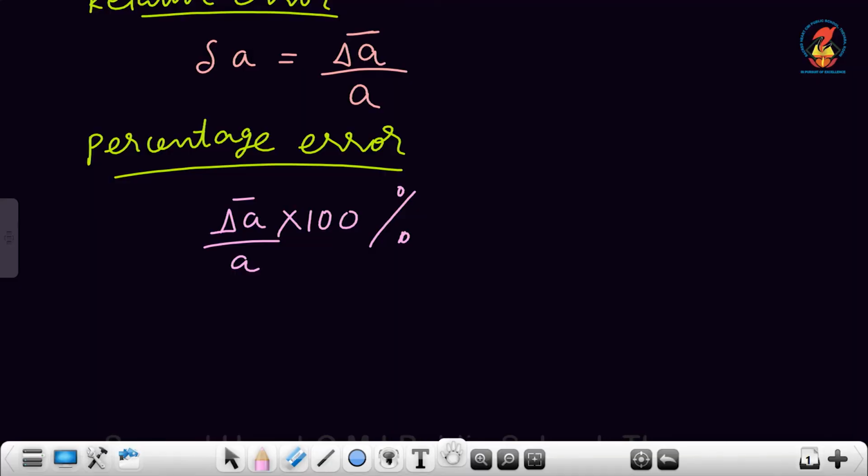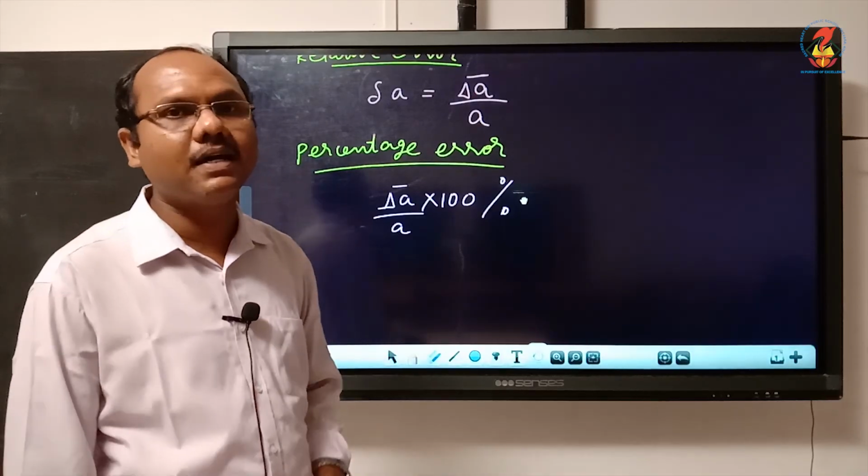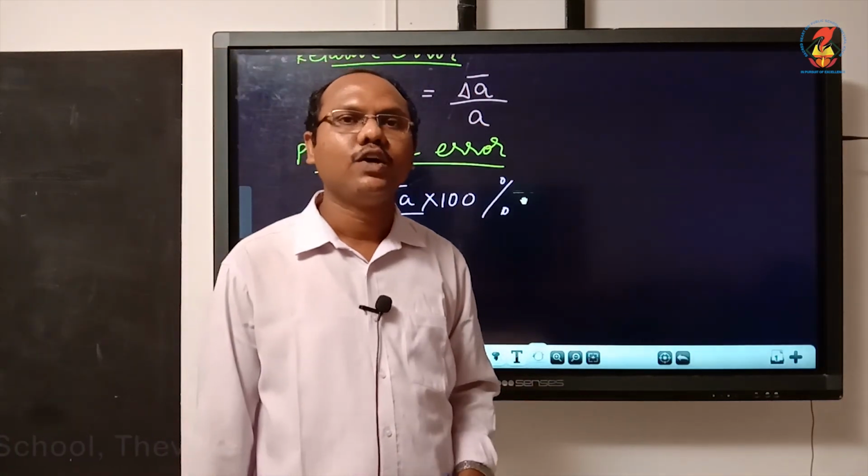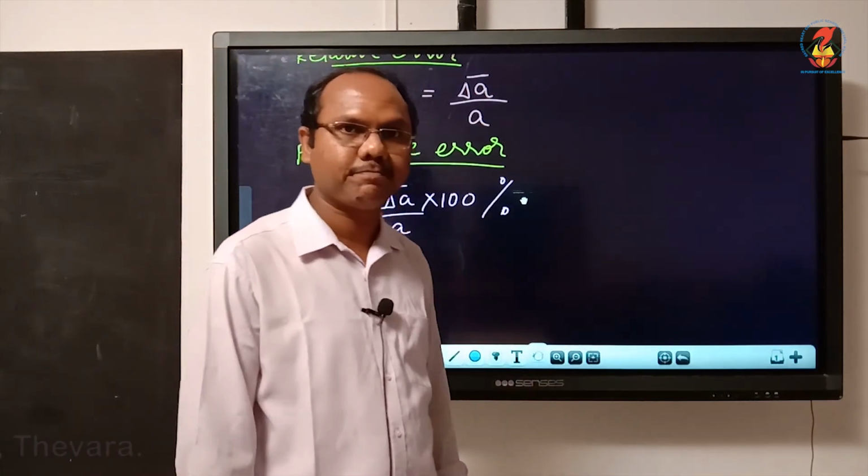And the third one is percentage error. Percentage error can be found by relative error into 100. Just multiply relative error by 100. You will be getting percentage error. Okay.